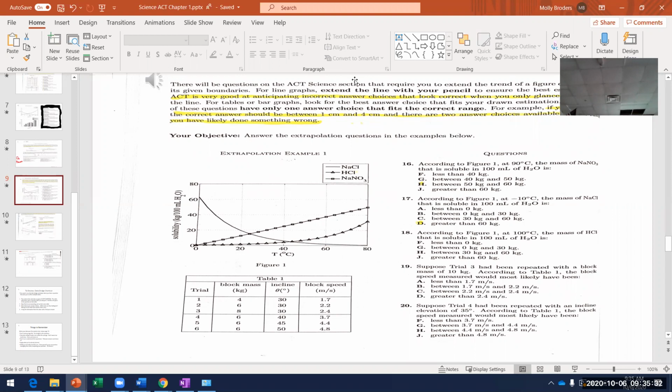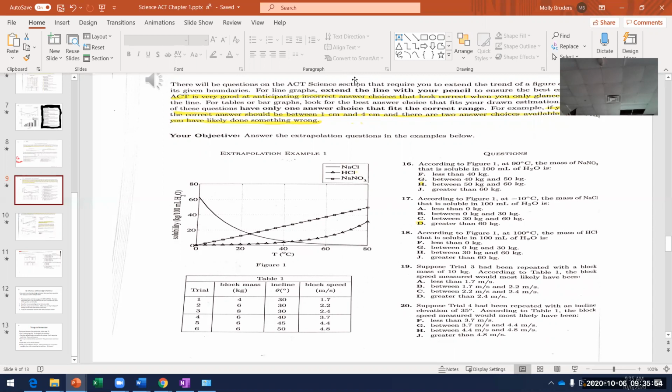There will be questions in the ACT science section that require you to extend the trend of a figure or table beyond its given boundaries. For line graphs, extend the line with your pencil to ensure the best estimation. The ACT is very good at anticipating incorrect answer choices that look correct when you only glance to extrapolate the line. All right, so pause.